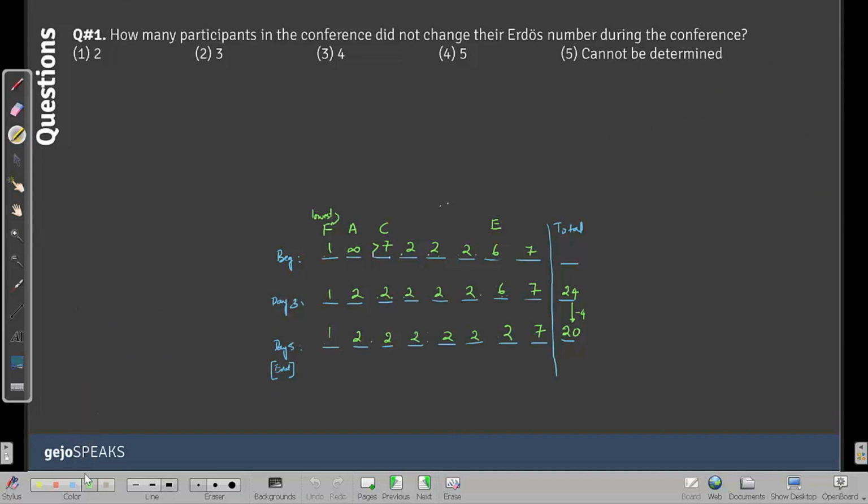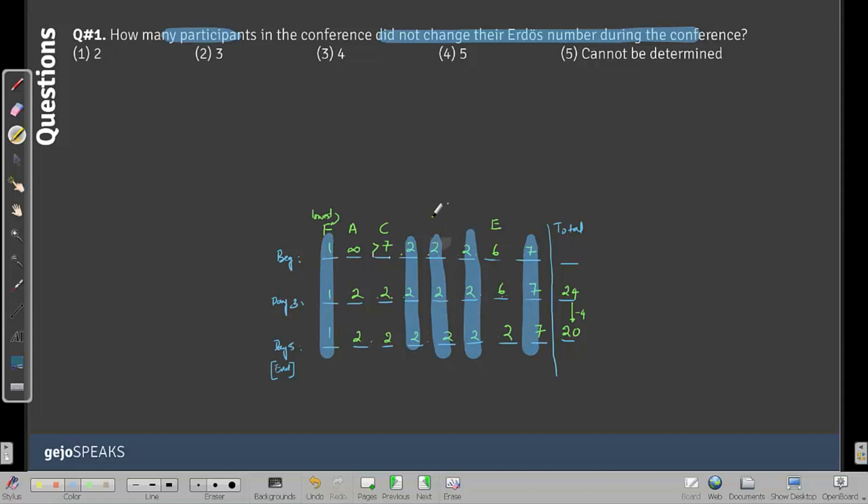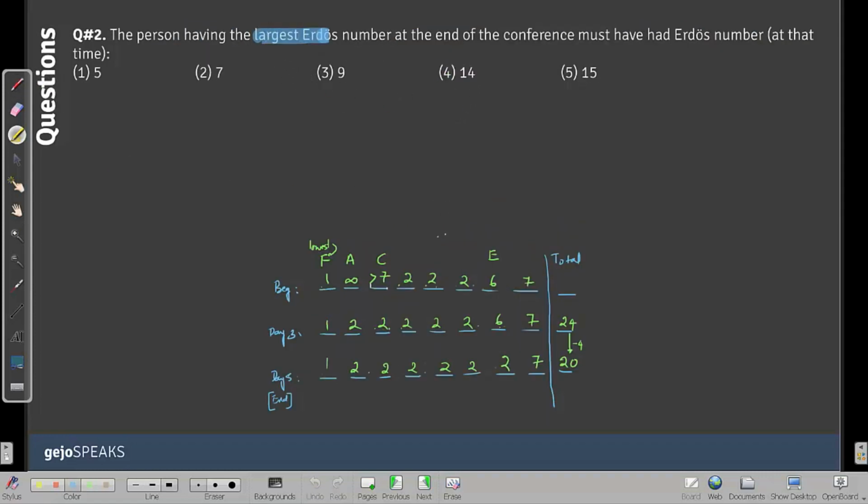Alright, so now let's look at each of these questions. How many participants in the conference did not change their Erdos number during the conference? Who did not change? F did not change. 2, 3, 4, 5 of them did not change. Answer to this question, ladies and gentlemen, is 5. The person having the largest Erdos number at the end of the conference is 7. That value is equal to 7.